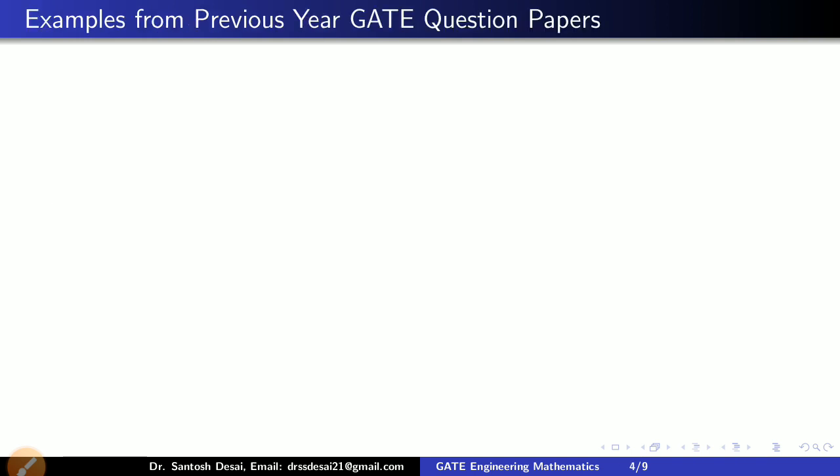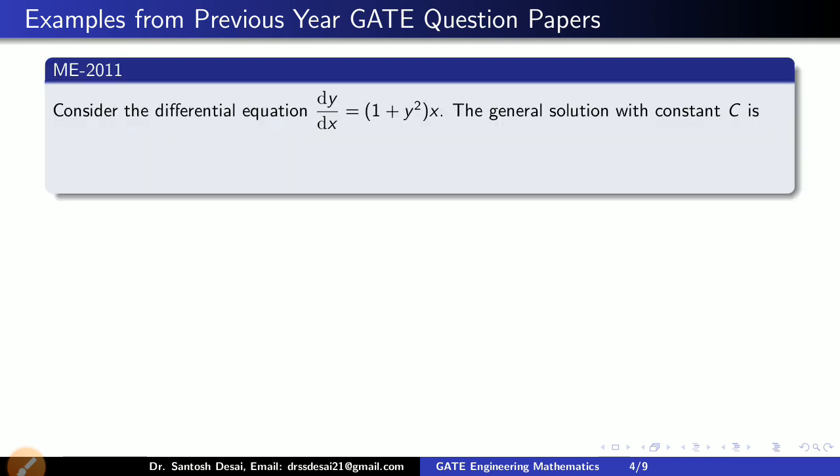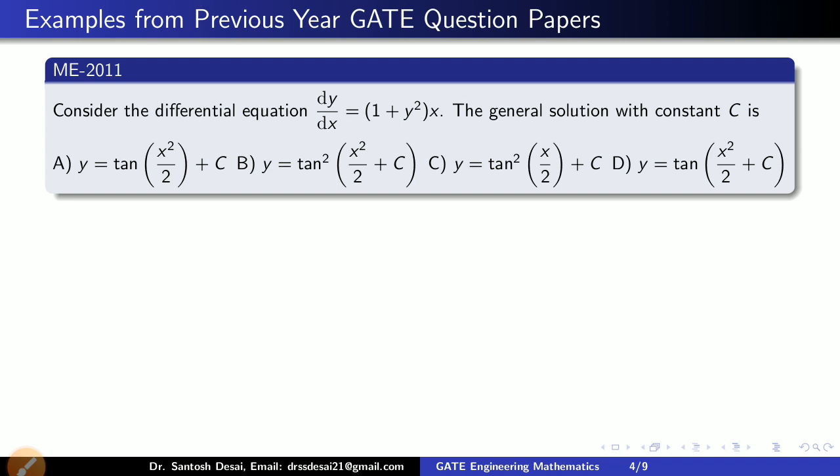Now let us see the examples from previous year GATE question papers. The weightage of these examples is 2 marks. So let us consider the first one. This is from Mechanical 2011. Consider the differential equation dy by dx is equal to (1 plus y square) into x. The general solution with constant c is. So the four options are given: A, B, C and D.